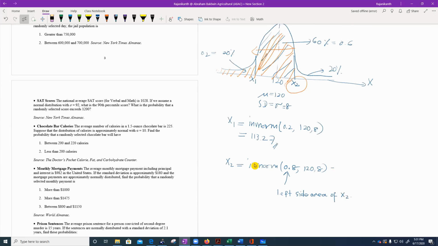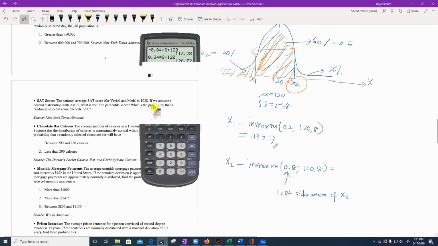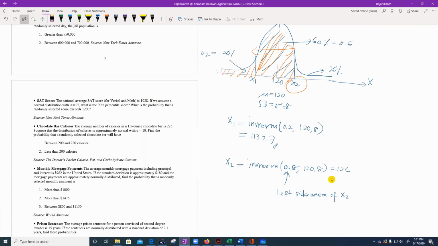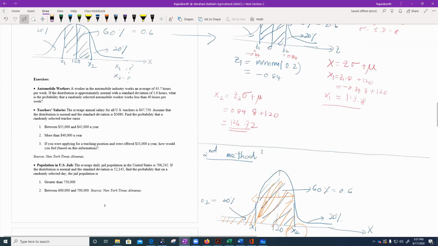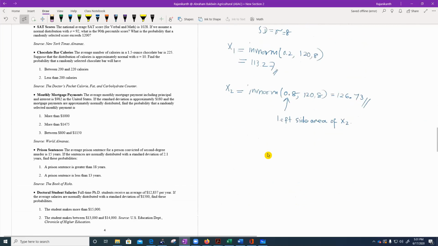Okay, so now take your calculator, find out this value. So which is 0.8, comma 120, comma 8. So that will give you 126.73. That is my right point, x2, right? So look at the previous answer, we got 126.72, very close, yes. So this is the straightforward method. So you could use either method.